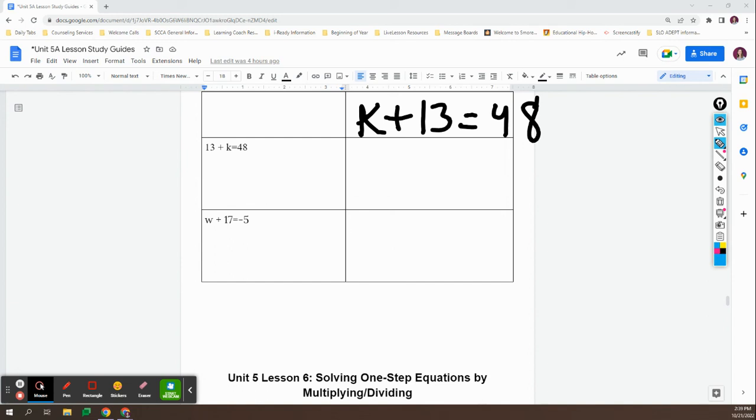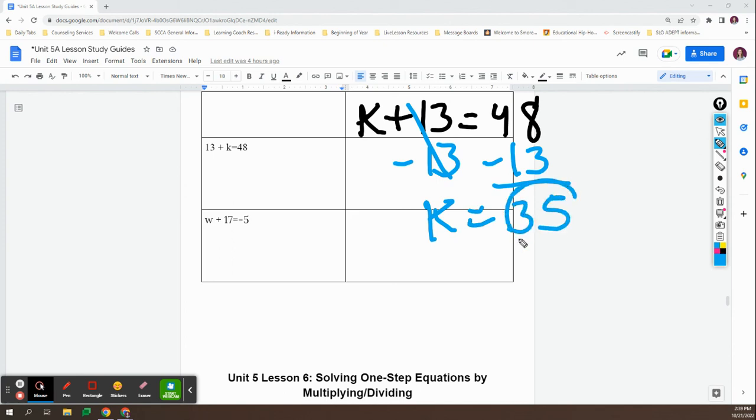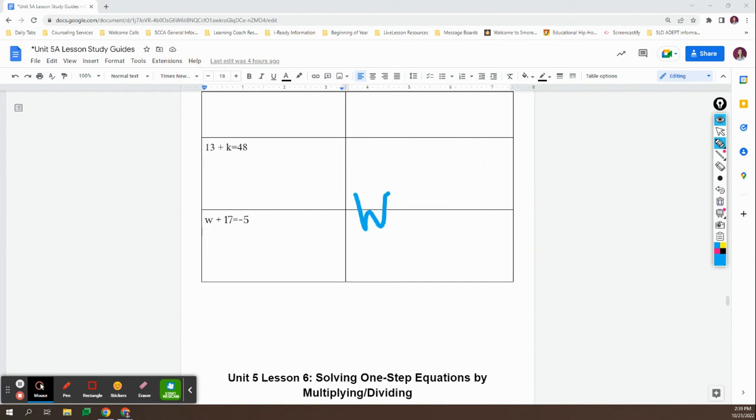So if you have addition, I would do subtraction for my inverse operation. And I would be left with k equals 48 minus 13. So 8 minus 3 is 5, and 4 minus 1 is 3. So k would be 35. And then the last one, we have addition again. So I would subtract.